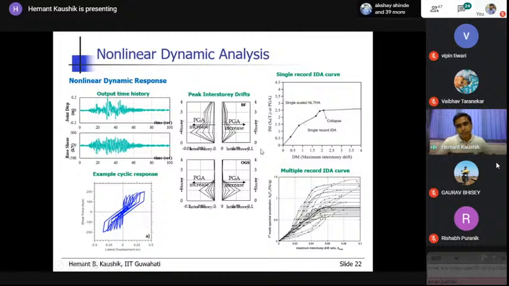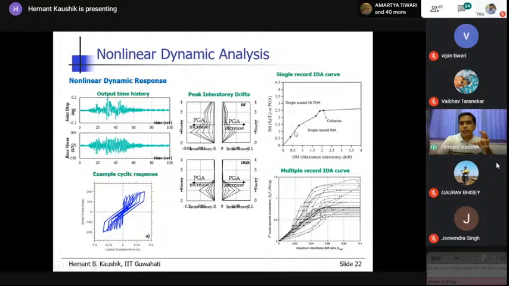The next stage of carrying out the nonlinear dynamic analysis is plotting the IDA curve. This IDA is the incremental dynamic analysis. It means we have to consider a large number of ground motions with increasing order of magnitude or PGA. Every point here is the output of one dynamic analysis. This is the output coming from one analysis, this is the output of another analysis. So you carry out several analyses for the same structure.